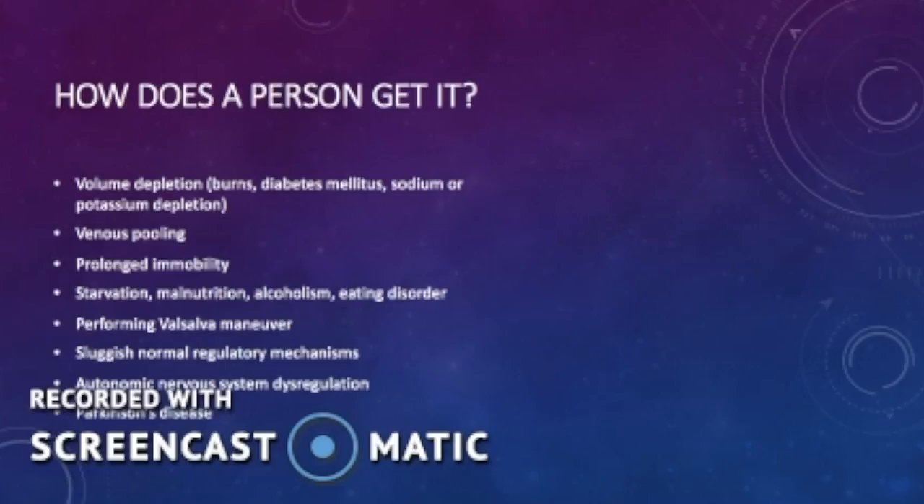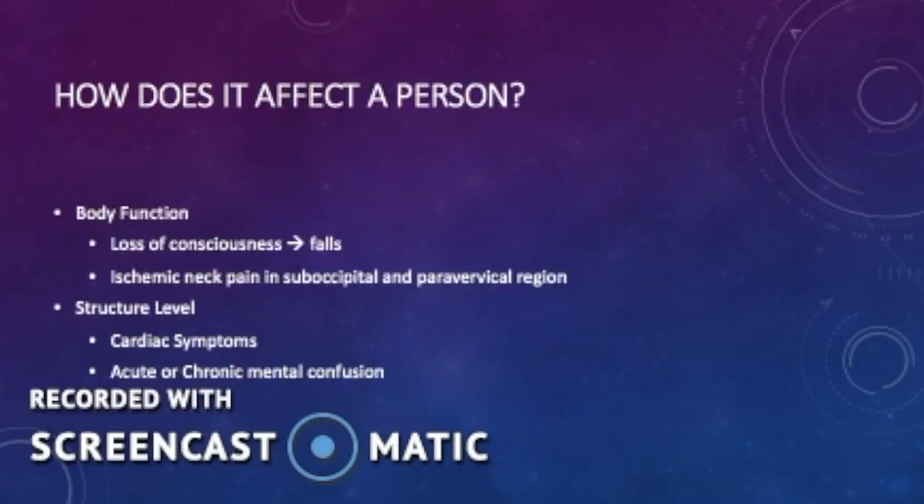So a person can get it in multiple different ways. A couple of them that I'll list off for you is volume depletion, venous pooling, and prolonged immobility. You can just see that we also have some examples depending on your diet or the nature of your lifestyle as well. It can affect the person in the ICF model, specifically the body function and structural level as well. But the main three presentations that I'd like to discuss with this one is that you're going to see more falls or mobility problems with patients, along with acute or chronic mental confusion and cardiac symptoms.